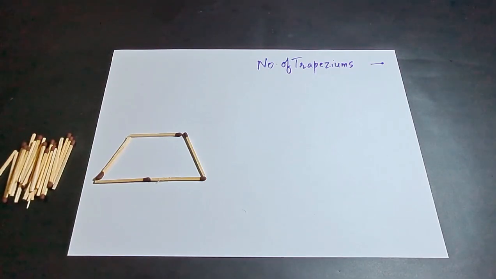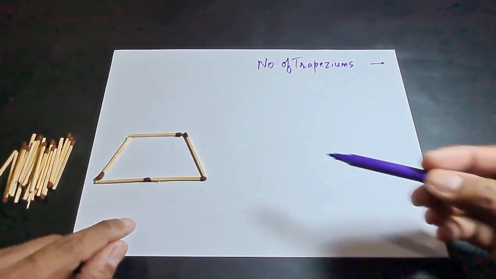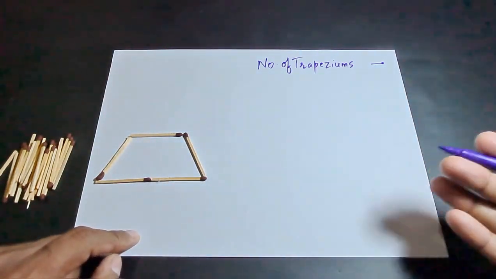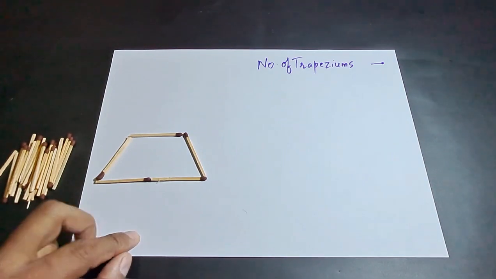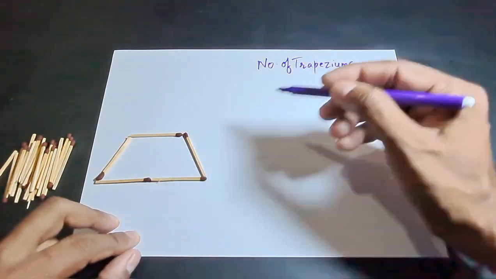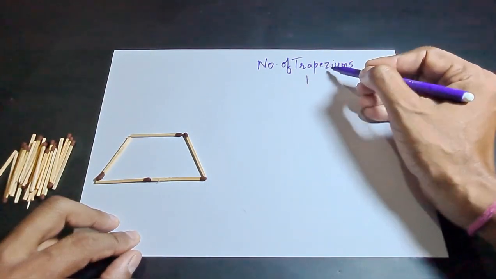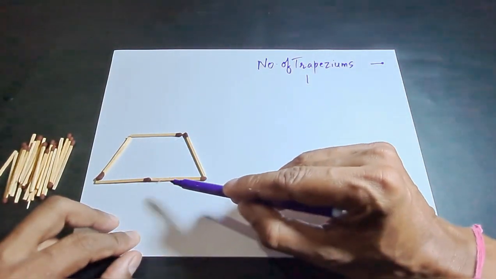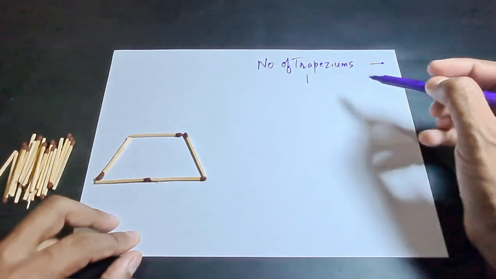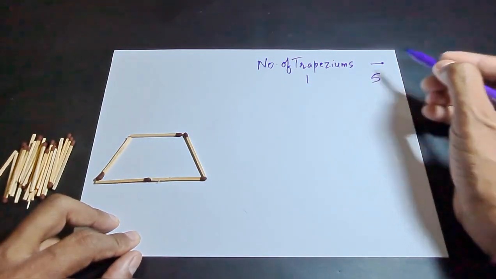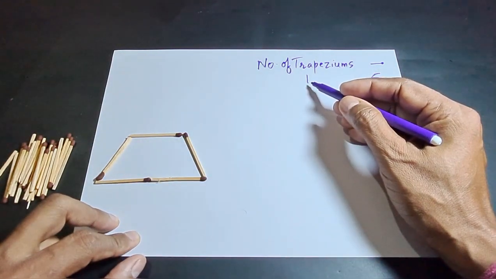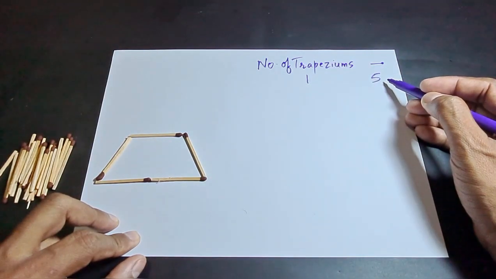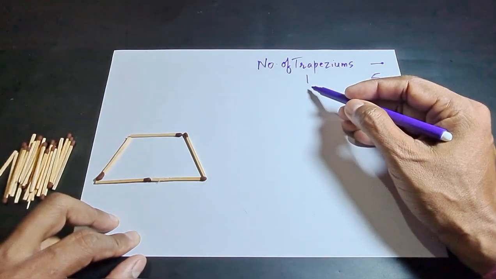To relate the number of trapeziums and the number of matchsticks we are using to form them, we need an algebraic expression. As you can see here, we have drawn one trapezium. So the number of trapeziums is 1, and look at the number of matchsticks here. So this is 1, 2, 3, 4, 5. 5 matchsticks.